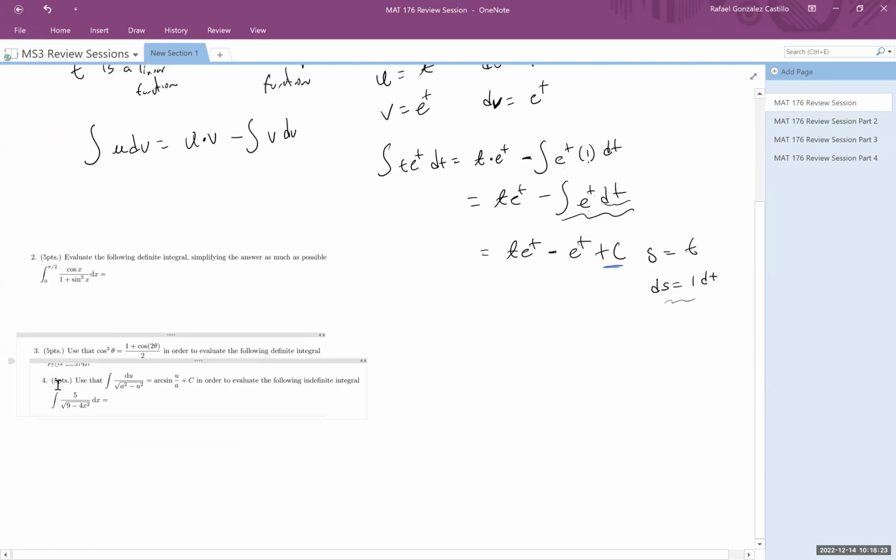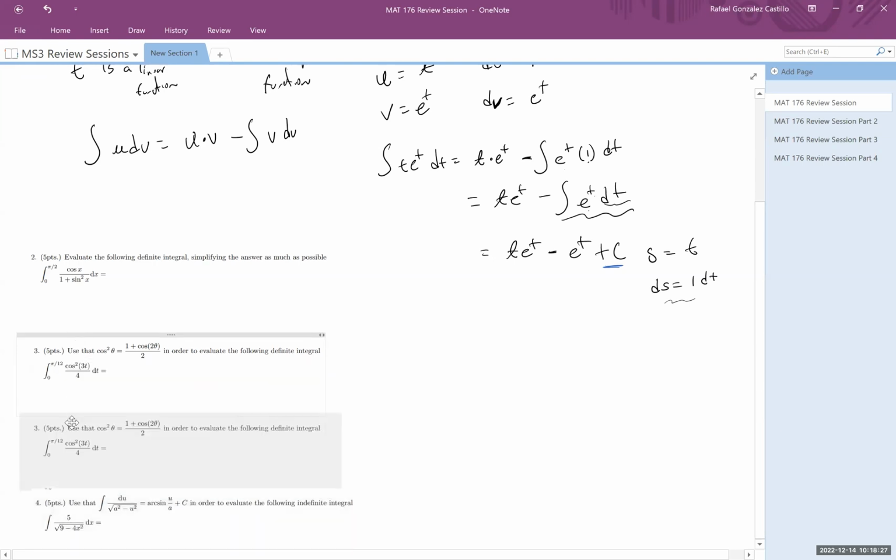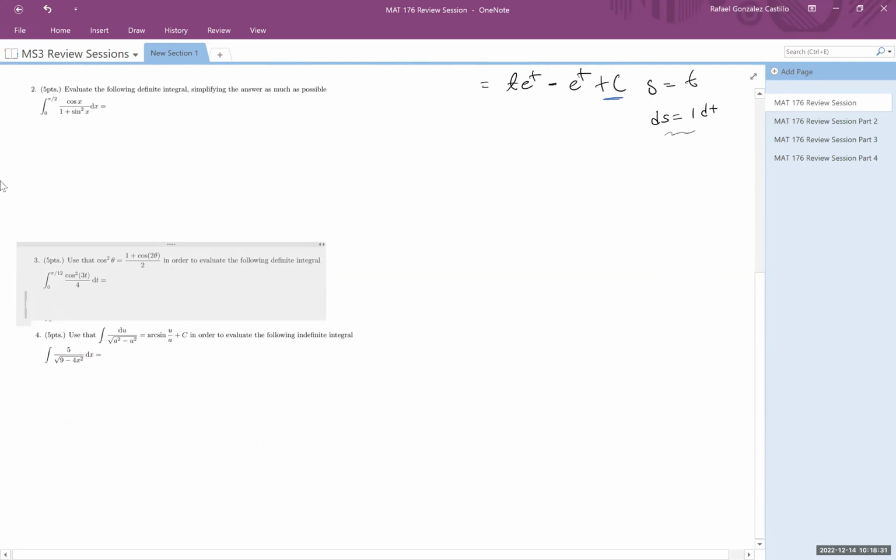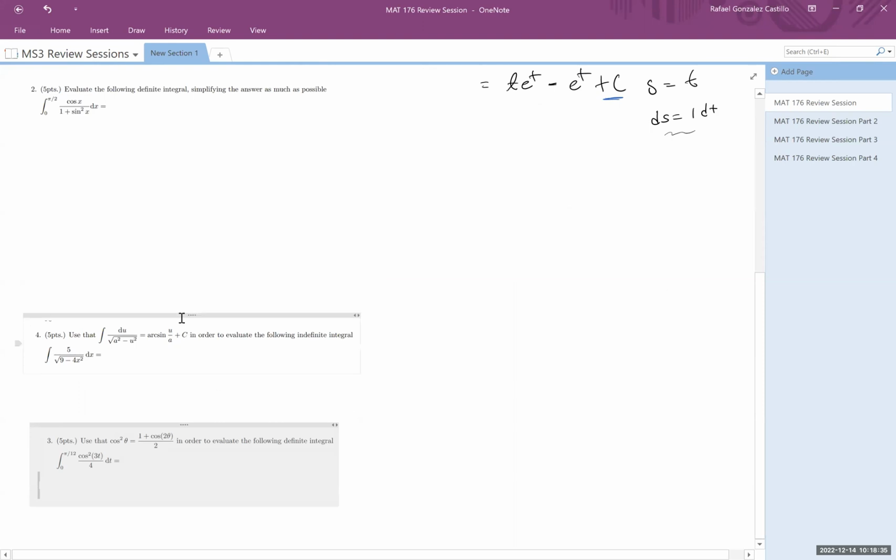Any questions on that? Before we move on to problem number 2. Just trying to get myself some more space here. Let's move this over there. More on this side for now.